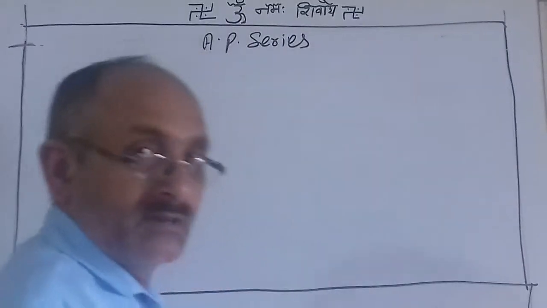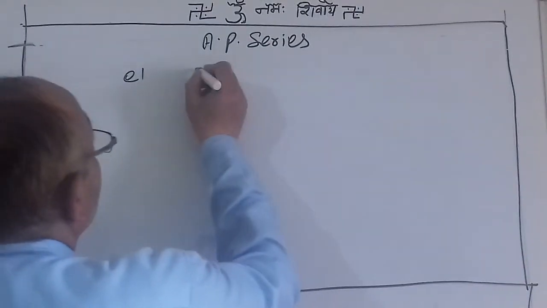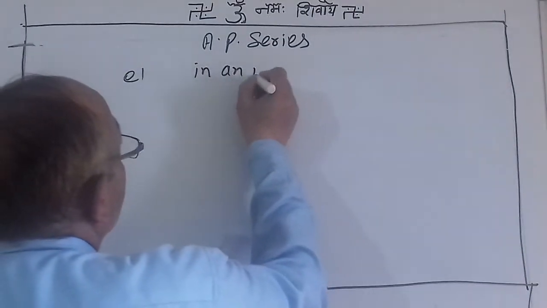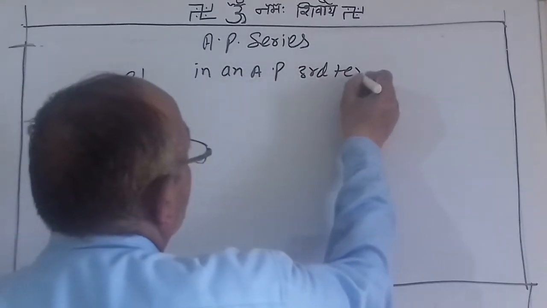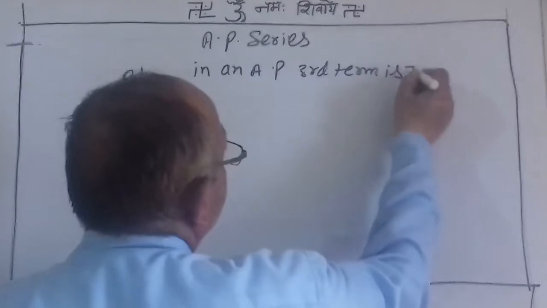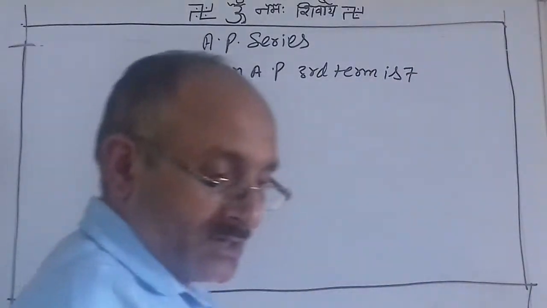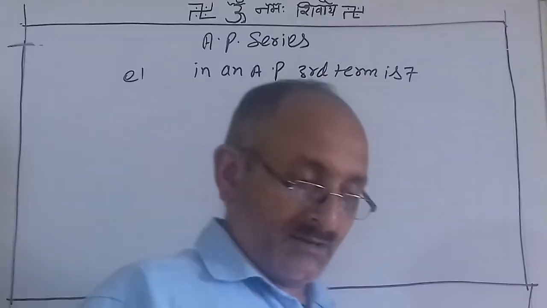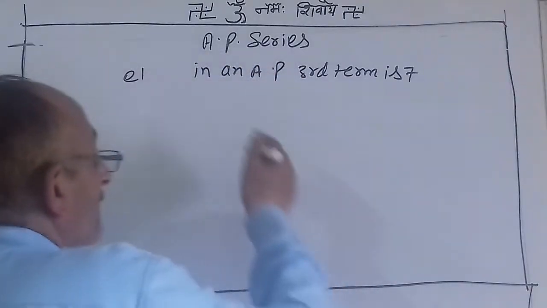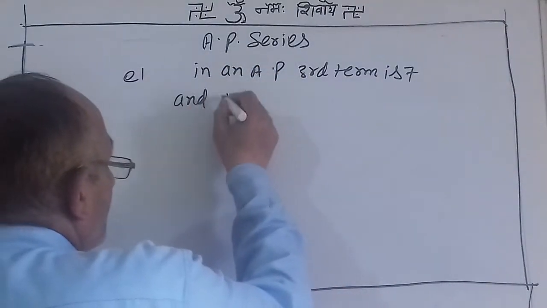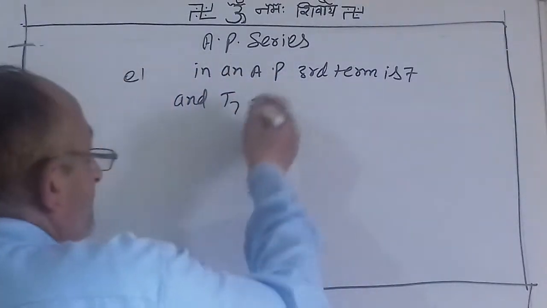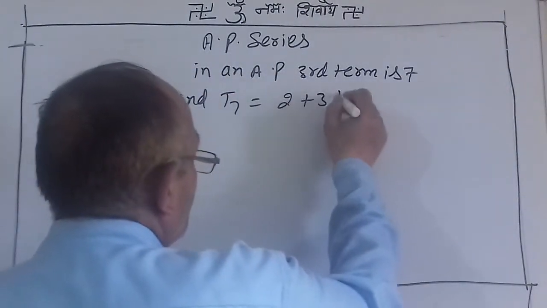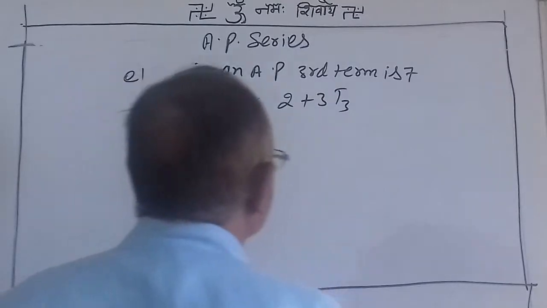Question number 1. In an AP, third term is 7 and T7 is equal to 2 plus 3 times of this one.